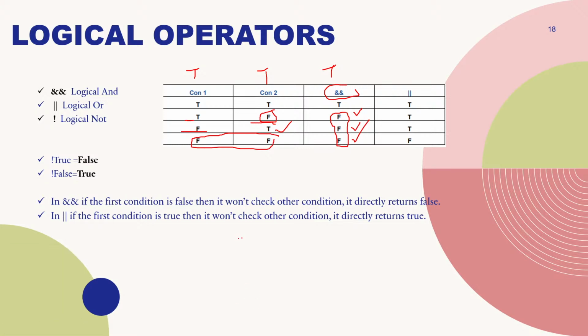Observe clearly. Here I am writing 10 is less than 20 and 10 equal to 10. Tell me this output, guys. What will be this output?